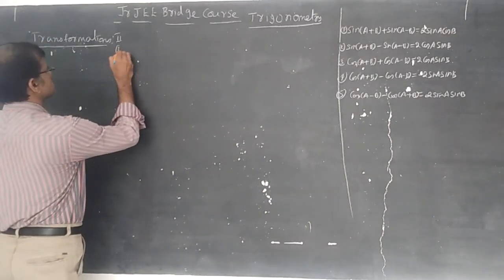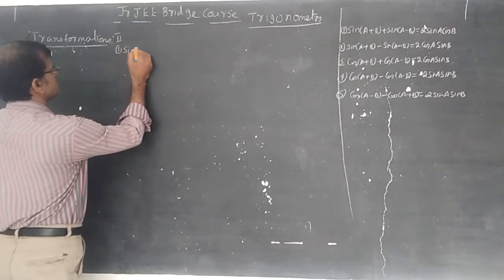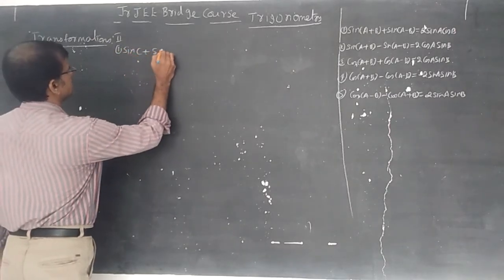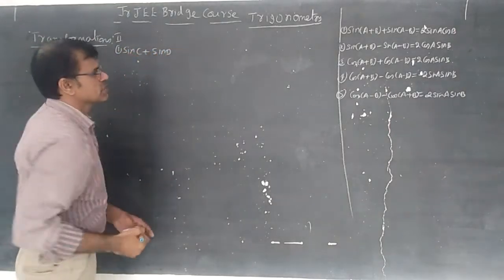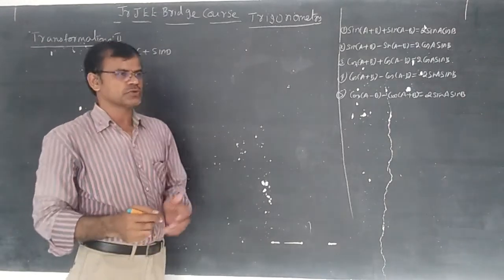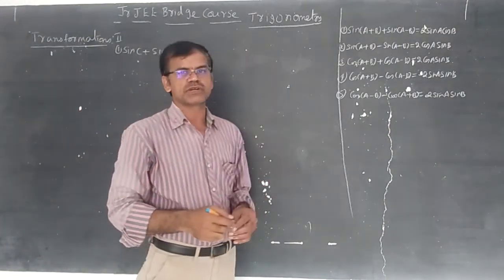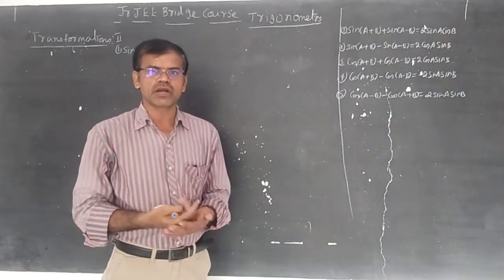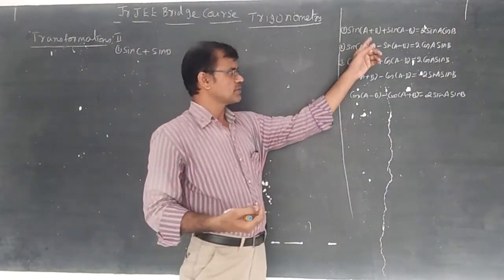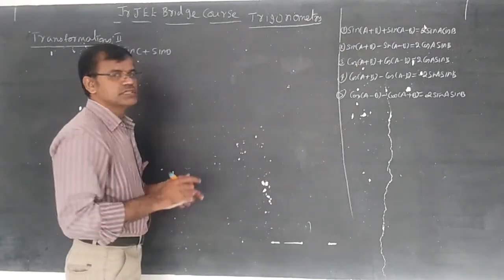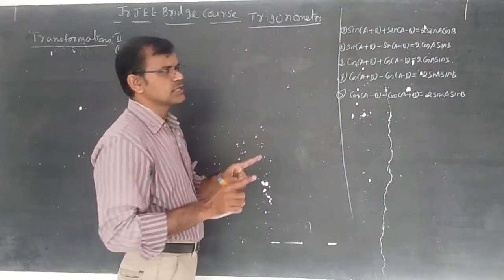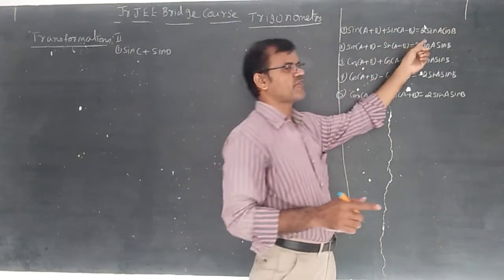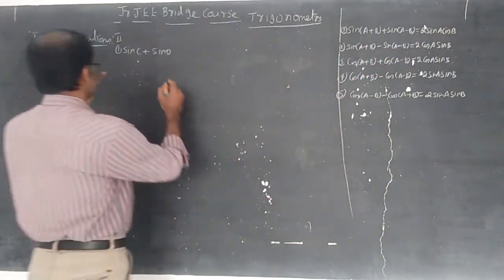In Roman number 2, first one: sin C plus sin D. Students, I thought that A plus B is equal to C and A minus B is equal to D. Then A we got as (C plus D) by 2 and B we got as (C minus D) by 2. Depending on this formula, where A is equal to (C plus D) by 2 and B is equal to (C minus D) by 2, just see the formula and write the transformation formula here.